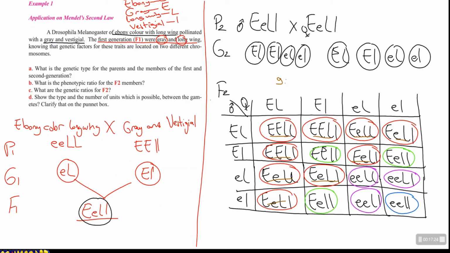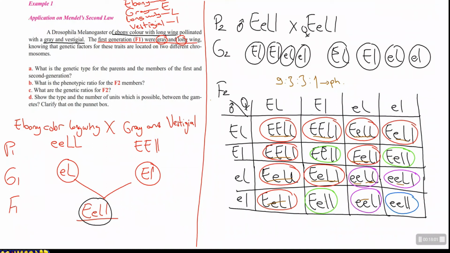For gray color and vestigial, 1, 2 and 3 organisms. For ebony color and long winged, 1, 2 and 3 organisms, and 1 organism ebony color, vestigial winged. So 9, 3, 3, 1, it's the phenotypic ratio for Mendel, which is fixed.